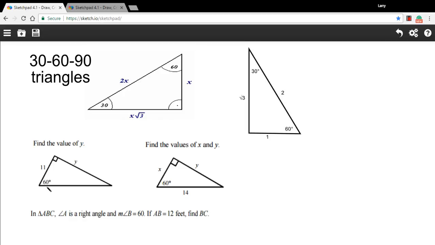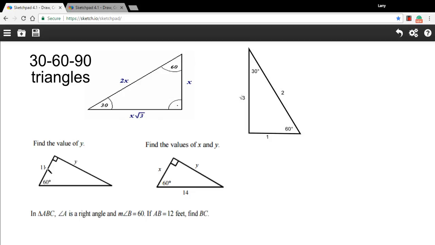Here we have a 30, 60, 90 triangle. We know that because this angle is 60, this angle is a right angle. That only leaves 30 left over here, so that's fine. It's a 30, 60, 90, and this one is the shortest side. So this is our one side, or our x side.